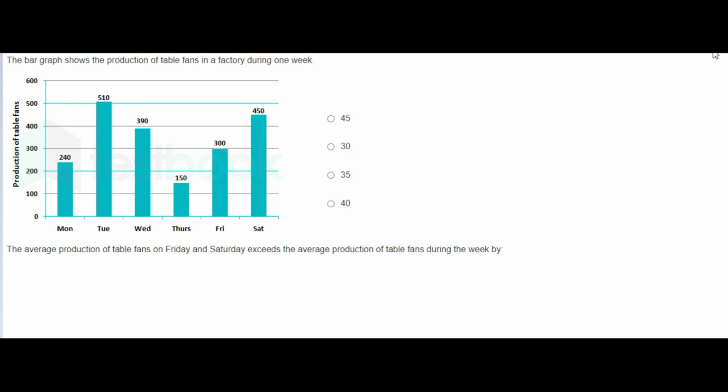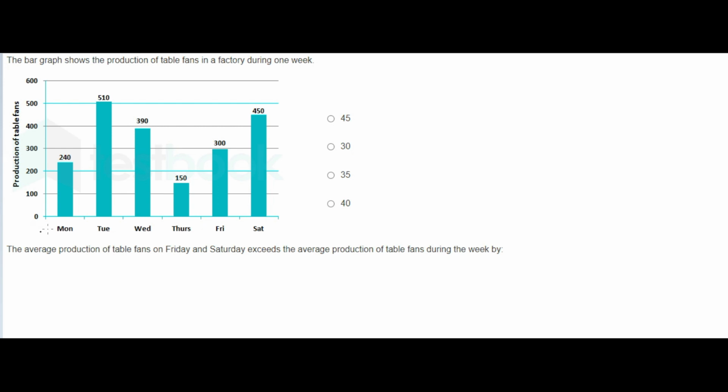So the bar graph shows the production of table fans in a factory during 1 week. I hope you know all about the table fans, right? So the first one, you look at over here. What is the main thing given from Monday, Tuesday, and afterwards it shows Wednesday and everything. Is it right? Okay. So now listen here.